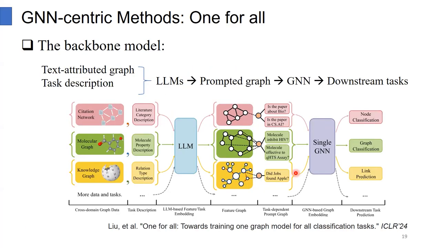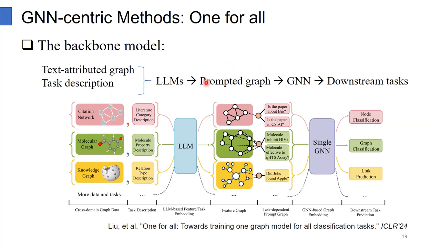All right, so this is another example. They start from some text attributed graph, which they convert into a text description. They also have a task description, describing what task it is, whether it is classification or regression. And then they put both the graph description and task description into the large language model.